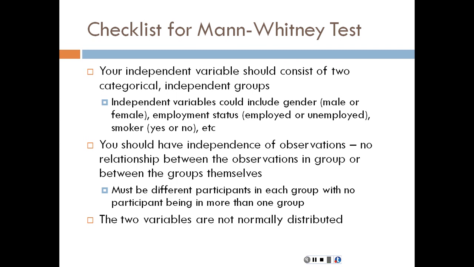And my last criterion for this would be the two variables are not normally distributed. So that's probably one of the first characteristics of your data that you will notice. If your data are not normal, more than likely you'll have to use a non-parametric test.